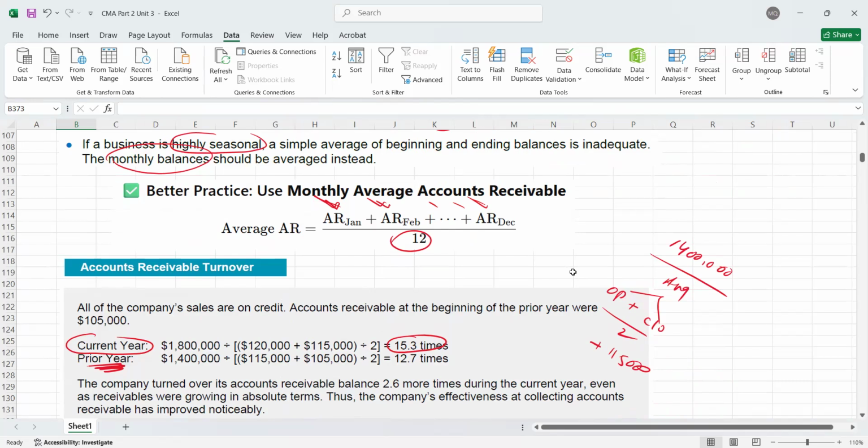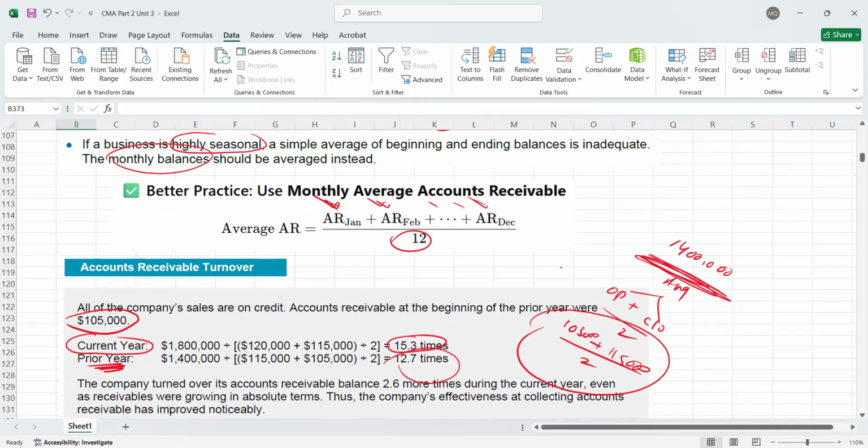What about opening? Because opening we need figure here and it's not given in the question. So that's why it is assumed in the solution that opening figure for the prior year is 105,000. So now you will divide with the two, this will give you average. This average you will divide with the credit sales, so you will get the answer, and your answer is going to be 12.7 times.